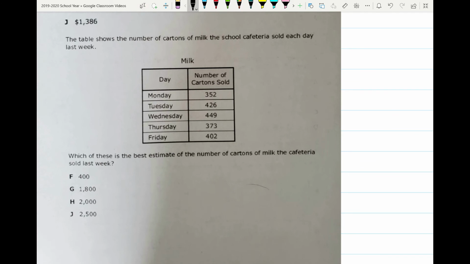The table shows the number of cartons of milk the school cafeteria sold each day last week. Here's our table. Which of these is the best estimate of numbers of cartons of milk the cafeteria sold last week? Okay, estimation. Remember, let's estimate this first. 352, that's closer to 400. 406, closer to 400. 449, that is closer to 400, even though it's close to 500, but we're just one off. 373, closer to 400, and 402, closer to 400. Okay, that's how we estimate. Go ahead and finish the problem.